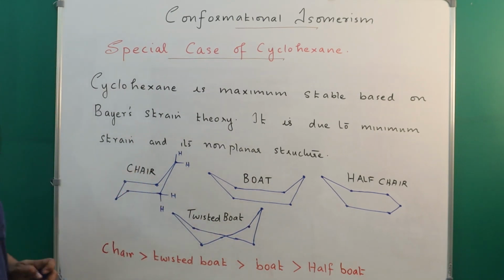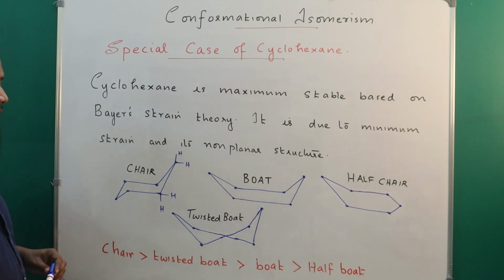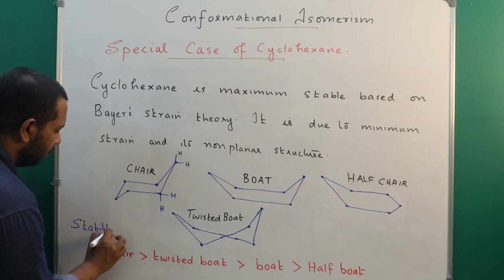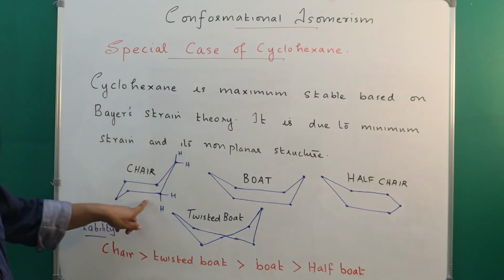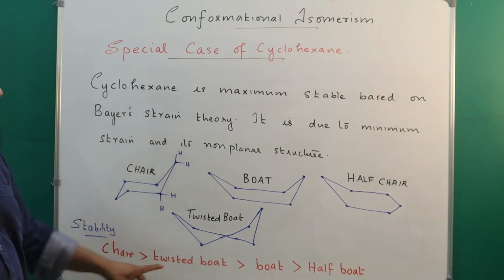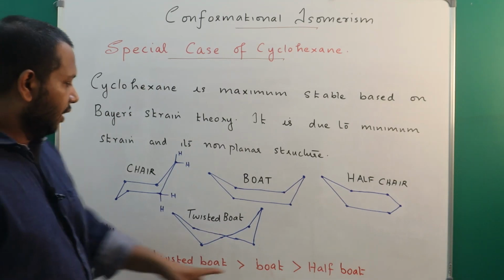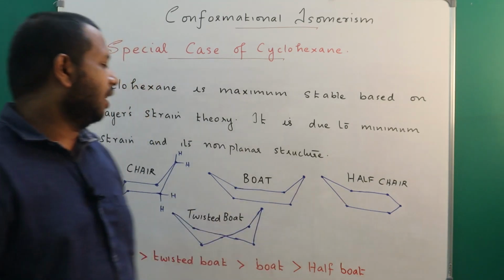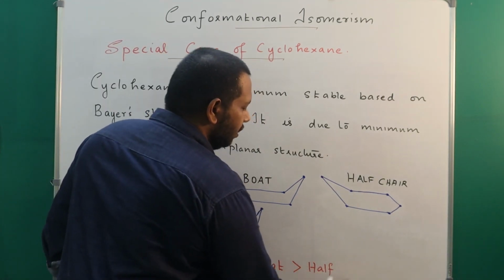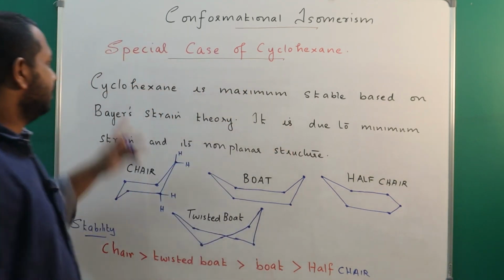So these are the various conformations of cyclohexane. And this is the relative stability order. Who is more stable? Chair form is most stable because the atoms are farthest apart. Twisted boat is the next most stable form, and all these are observed through experiments. Next is the boat form, and last comes the half chair. So this is the relative stability.